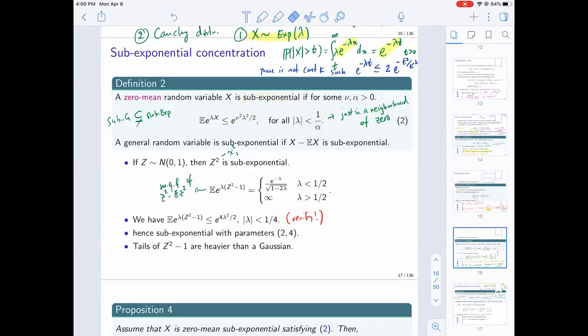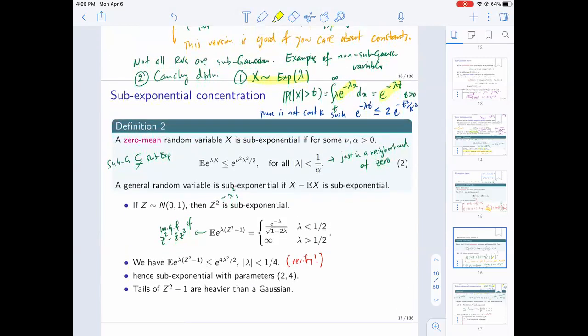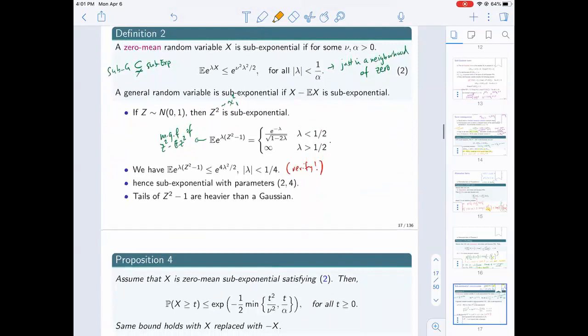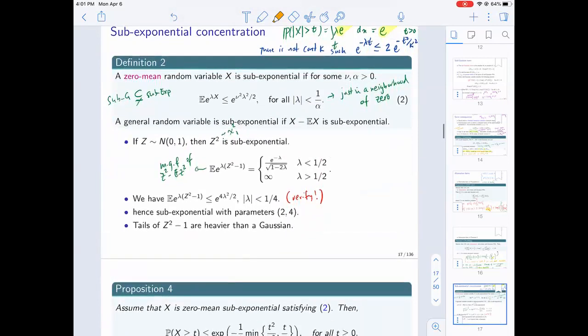And the tails are heavier. If you look at the PDF, you can see the tails are heavier than the Gaussian. Questions? I think you probably do it in homework exercises, but you can do the same. Do the MGF, for example, of the exponential random variable, and show that it's finite in a neighborhood of 0. Same idea holds. Questions? Comments?